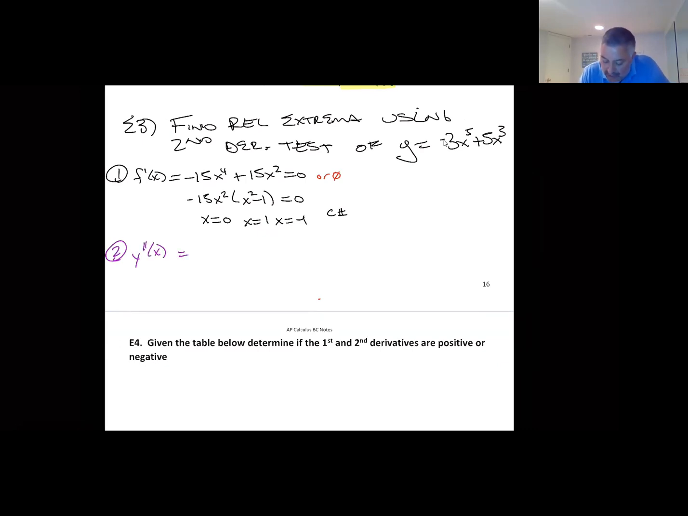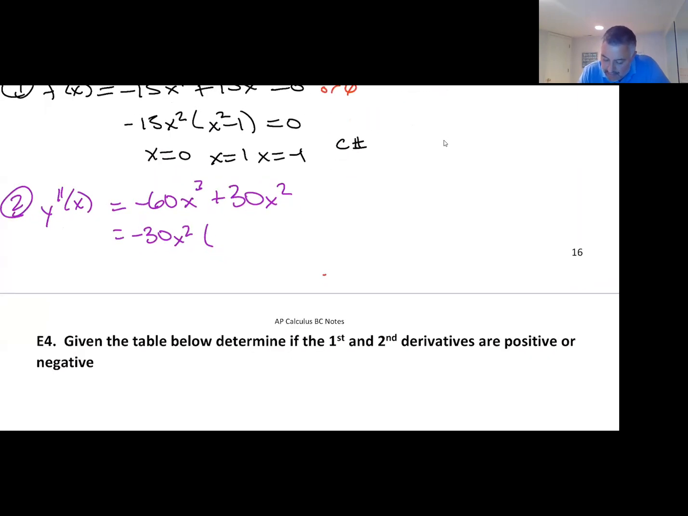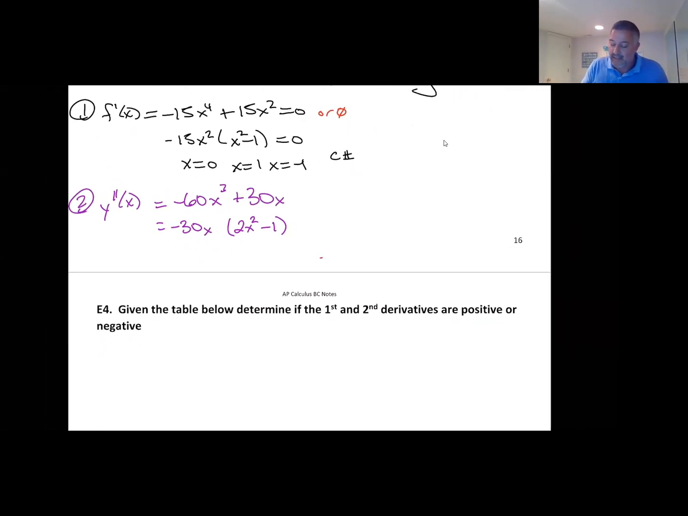And my second derivative is what? Negative 60x cubed plus 30x squared. And that will give me negative 30x squared times x minus 1 times 2x minus 1. Hang on. Isn't it just plus 30x? Yeah, it's just x. So it's going to be, factor the x out, and it's going to be 2x squared minus 1. Okay, you don't have to factor it, but it's going to be a lot easier to determine what's going on.